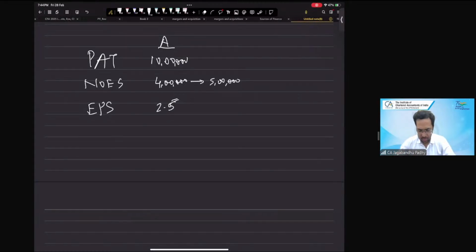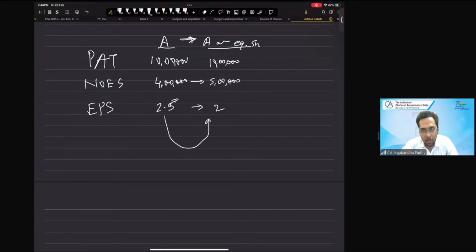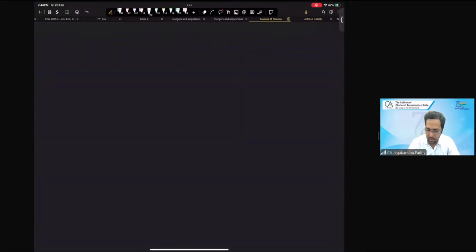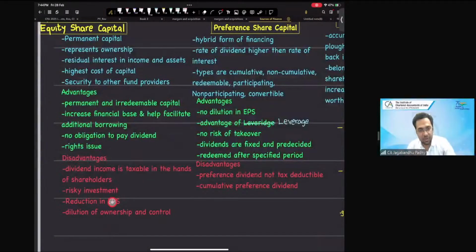Company issues, let's say, additional shares, and the number of equity shares is increased to 5 lakh. PAT is, let's say, 10 lakh. Then what will be the EPS number? Can I say 2? So if you issue additional equity shares, this 2.5 will become 2. Can I say there's a reduction in EPS? Right? So that's what we say when you're going to issue equity shares, the EPS is going to get reduced. Moreover, there will be dilution of ownership and control.